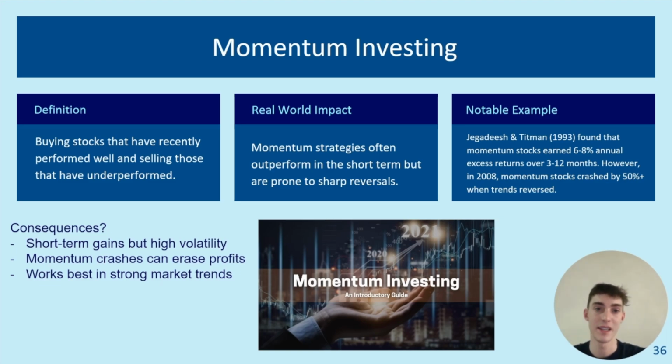A study by Jegadeesh and Titman in 1993 found that momentum stocks earned 6 to 8% annual excess returns, but in 2008 they crashed by 50+% when trends reversed. The consequences: momentum investing works in strong market trends, but crashes can wipe out gains.